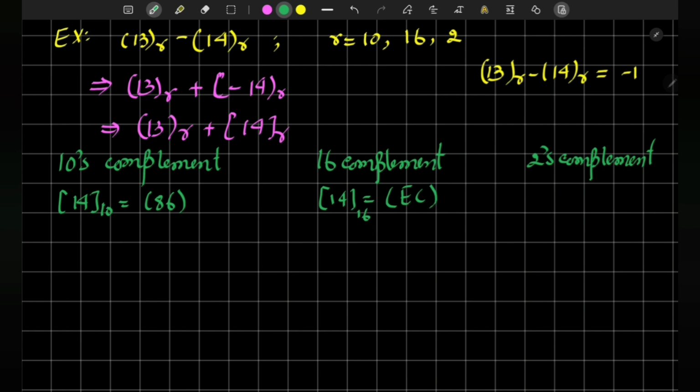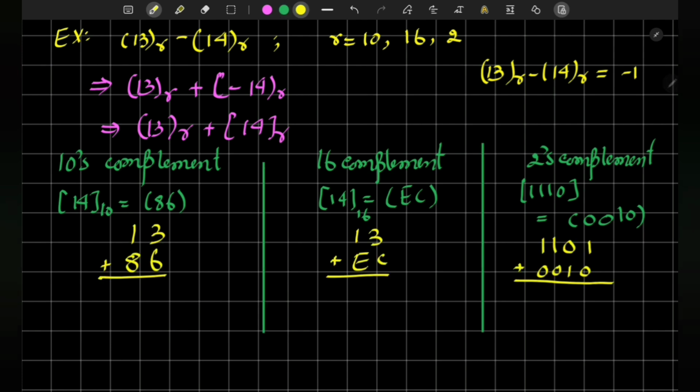And for 2's complement, we have to first write 14 in binary, that is equal to 1110. So its 2's complement can be written as 0010. What we need is to add this 10's complement to the 13, the 16's complement to the 13, and the 2's complement of the number to the 13.